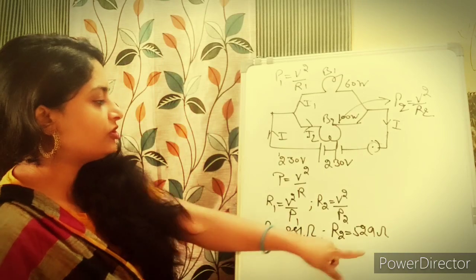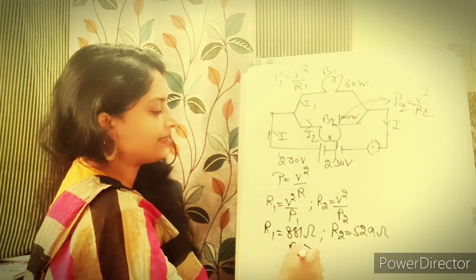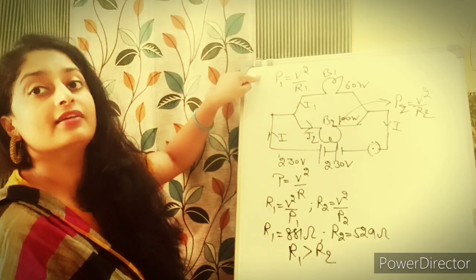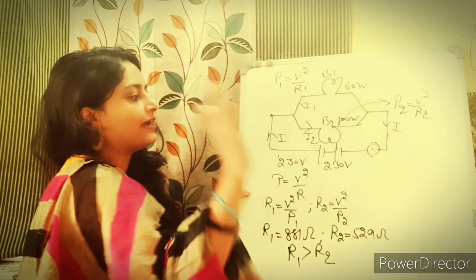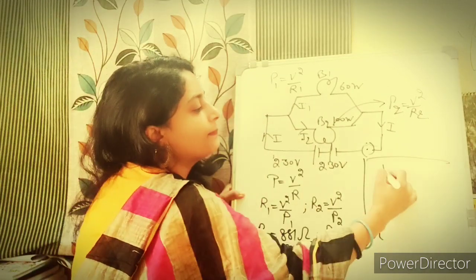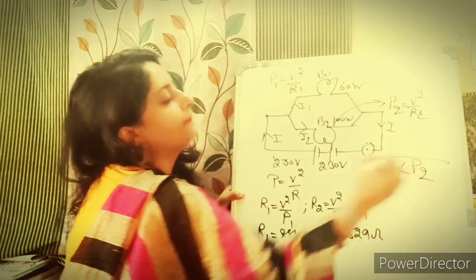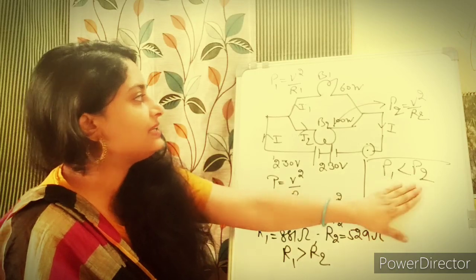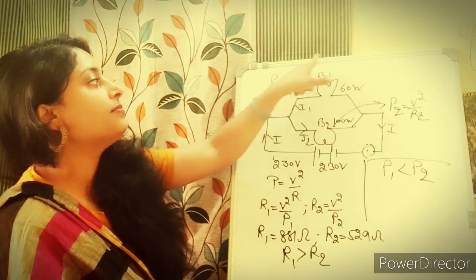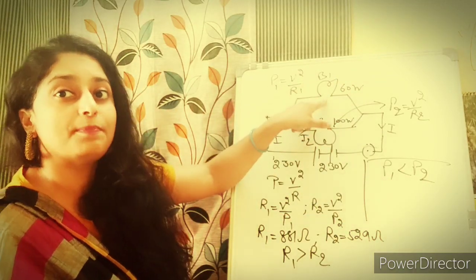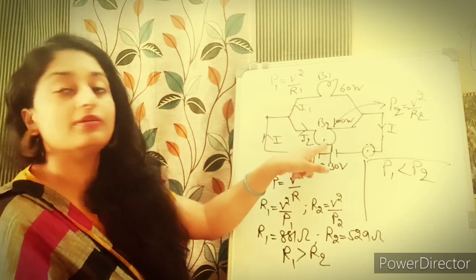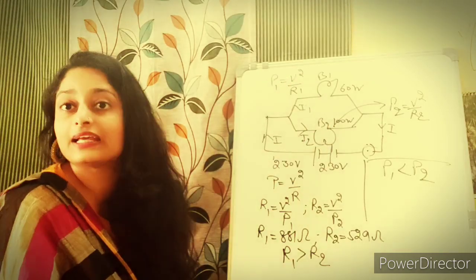Now you know which one is more, R1 is greater than R2. We already know when R1 is more, so P1 will be less. So finally जो कंक्लूजन निकलेगा वो क्या होगा, P1 is less than P2. P1 is less than P2. So when P1 is less than P2, it means this bulb, in case of the parallel, will not glow with more brightness. This bulb will glow with more brightness. समझ में आया कैसे करना है?